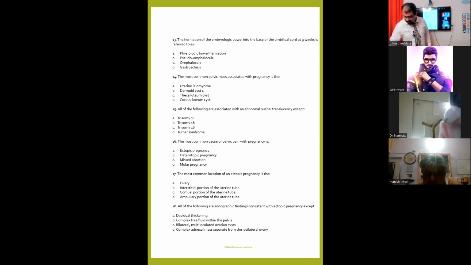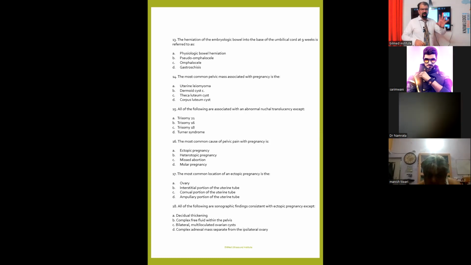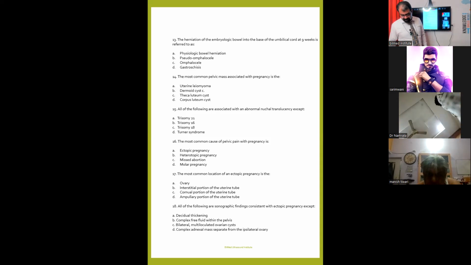13th question reads as, the herniation of embryonic bowel into the base of the umbilical cord at 9 weeks is physiological bowel herniation, pseudo-omphalocele, omphalocele, or gastroschisis. In your comment boxes now, A, B, C, or D. Zoom participants in your comment box, those who are with me on Facebook and YouTube, they can also comment in the appropriate comment boxes. Hit it now, A, B, C, or D for 13th question. Hurry up.